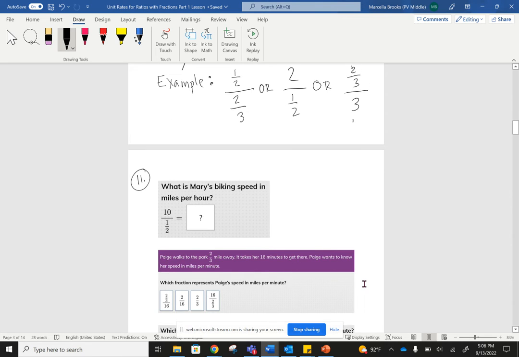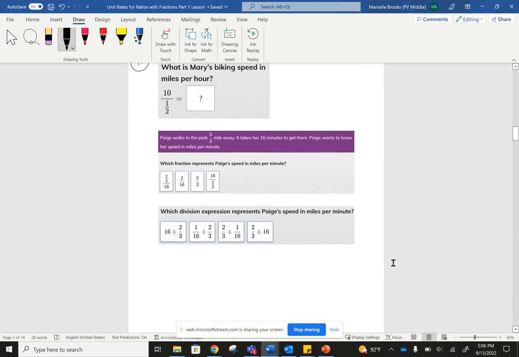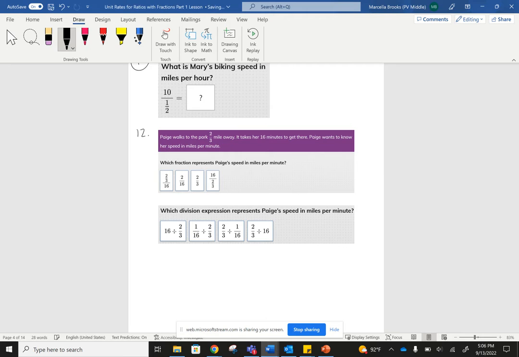All right, so we are on page 4. We're starting with number 12. This is part 3. So here we go. Paige walks to the park 2/3 mile away. It takes her 16 minutes to get there. Paige wants to know her speed in miles per minute.